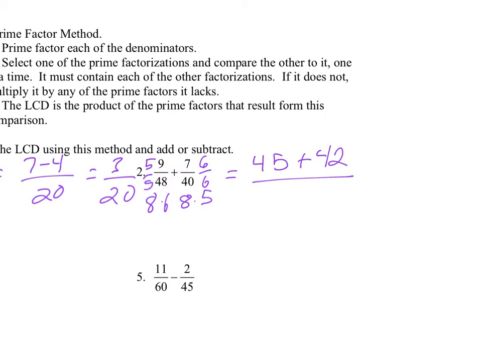Over my common denominator. Now, what is the common denominator on this one? Well, it's going to be 8 times 6 times 5. I don't need that second 8 because it's already being represented by the first 8. So, let's see, that's 6 times 5 is 30. 8 30s is 200. Whoops, sorry about that. 8 30s is 240. 45 plus 42 is 87 over 240.